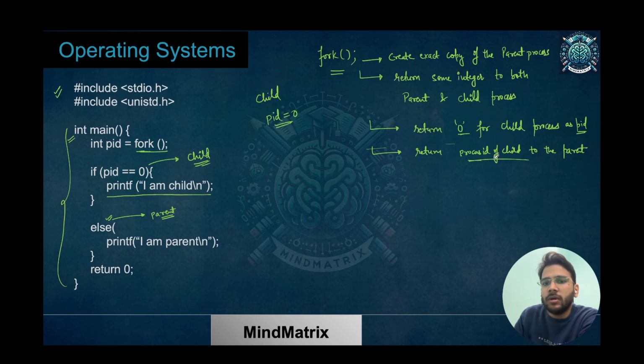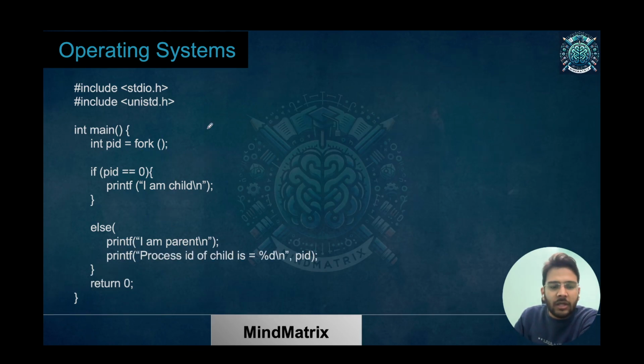Because as we know, the fork system call returns the process ID of the child, the non-zero value, to the parent process. So in that case, the parent will be executing this statement, I am parent. It is going to print I am parent. So in this way it is going to execute. Clear?